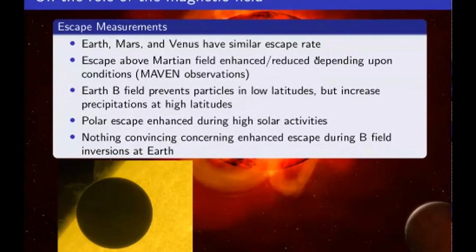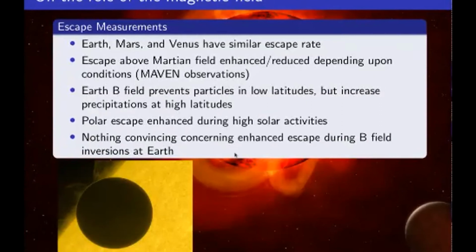So we see that Earth, Mars, and Venus have similar escape rates. The escape above the Martian field is enhanced or reduced depending upon the conditions. We see that the Earth's magnetic field prevents particles going in at low latitude, but increases precipitation and escape at high latitude. And that polar escape is really enhanced during high solar activity.